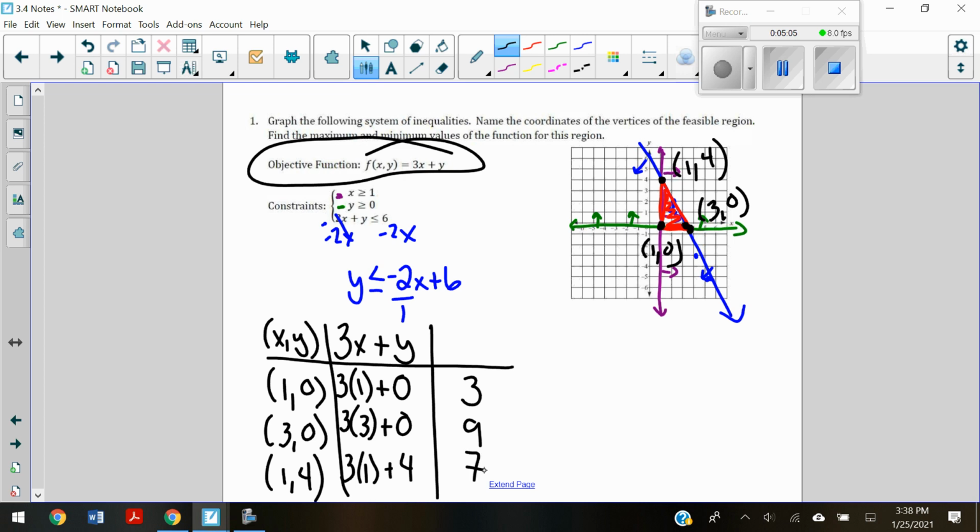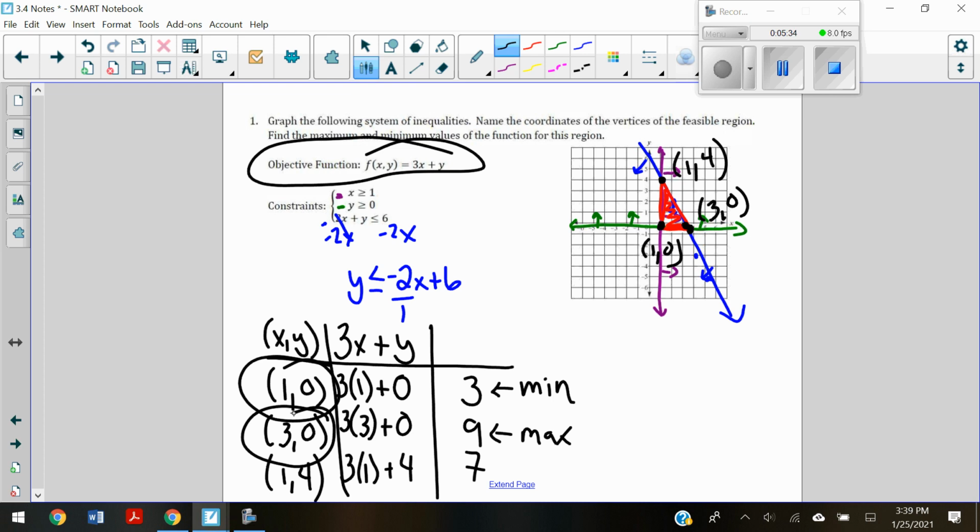So my minimum will occur at 1, 0. And my maximum occurs at 3, 0. So let's say we were talking about making something and we would say, oh, we'd make 1 of this and 0 of that to be my minimum value, or I'd make 3 of this and 0 of that to be my maximum value. So pause the video, rewind it, make sure you take the time to get this.